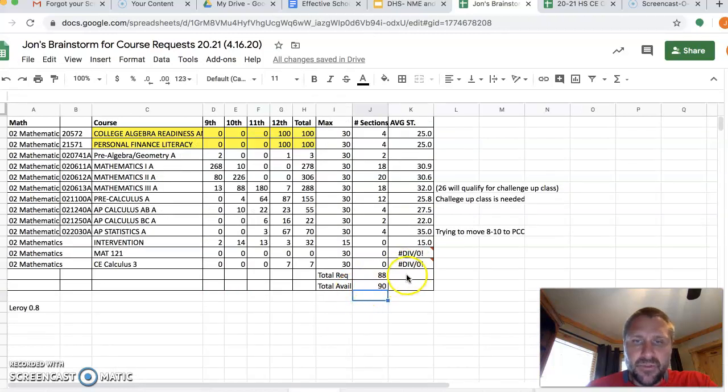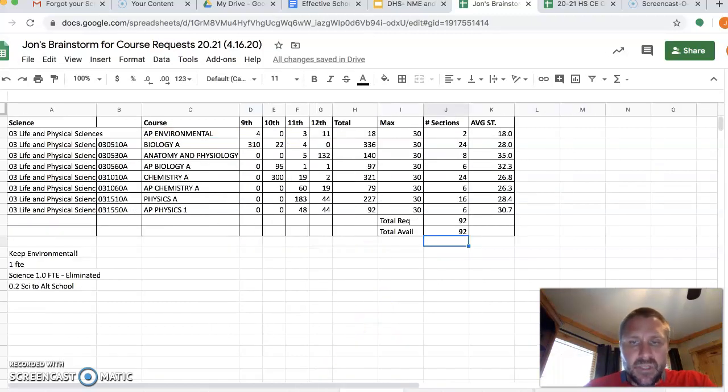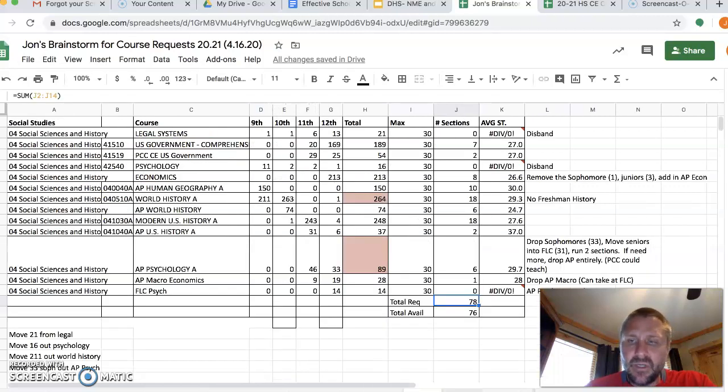So math, we do the same thing. How many I have available, how many I have total requests. You know, in this particular case, I have a 0.2 or 1 full year course that I have to play with in order to try and do something else. Do the same thing in science, the same thing in social studies. And what we're trying to do here is just make sure that we match up so that our FTE matches our course requirements. And that's a pretty important piece for us to consider.